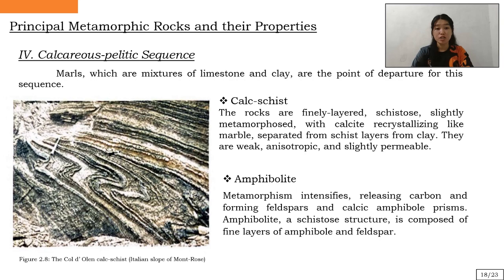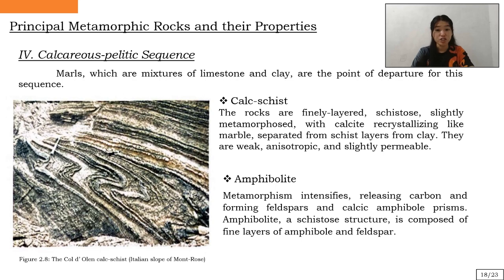So the fourth one is the calcareous pelitic sequence. Marls, which are mixtures of limestone and clay, are the point of departure for this sequence. A calcareous pelitic sequence refers to a geological sequence or rock formation that consists of alternating layers of calcareous, calcium carbonate-rich, and pelitic, clay-rich rocks. The term calcareous is derived from calcium carbonate, which is a mineral commonly found in rocks like limestone and marble. On the other hand, pelitic refers to rocks rich in clay minerals.